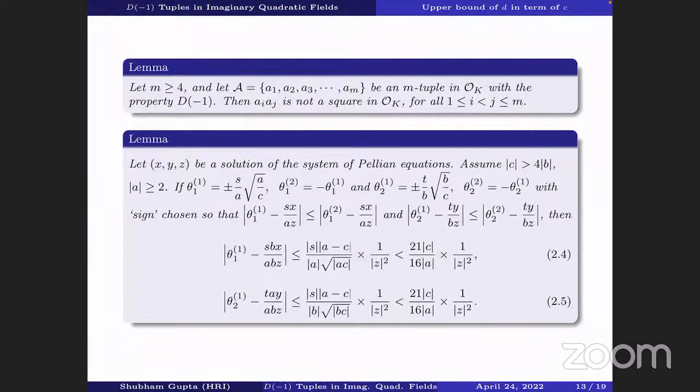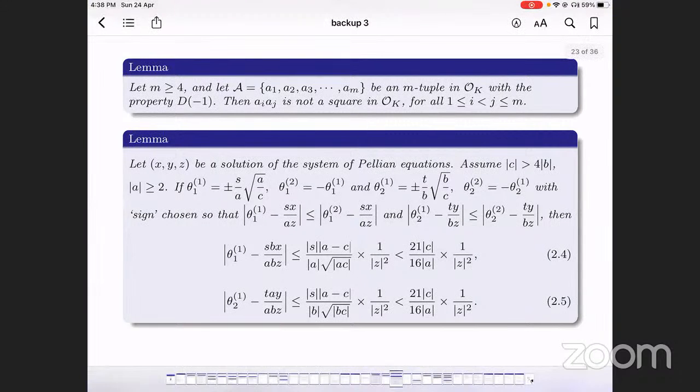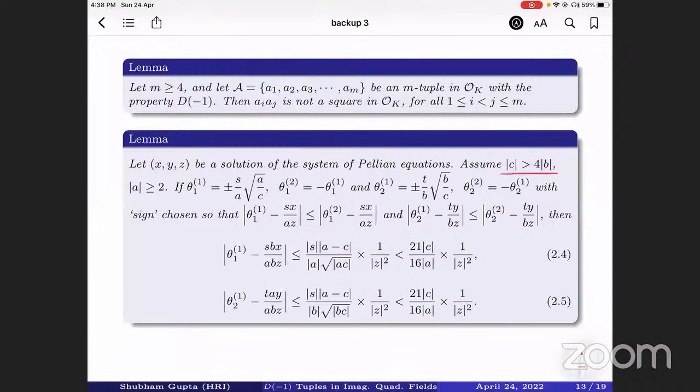Here there's another lemma. Let (x, y, z) be a solution of the Pellian equation, and our triple (a, b, c) satisfy these conditions: the absolute value of c is strictly greater than 4 times the absolute value of b, and the absolute value of a is greater than or equal to 2. We take theta_1^(1), theta_1^(2), theta_2^(1), theta_2^(2) like this, satisfying these inequalities. Then we can get these two inequalities, 2.4 and 2.5.